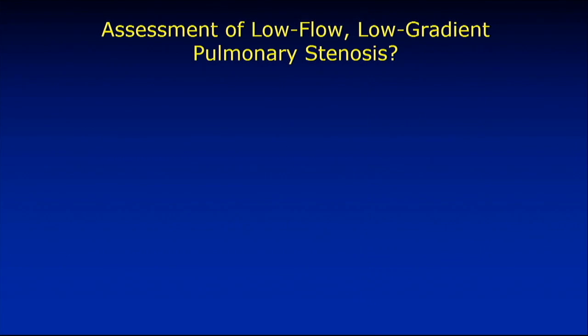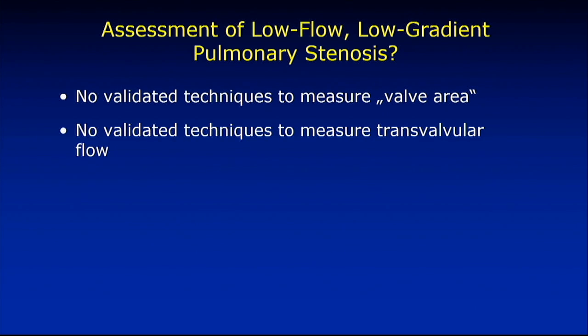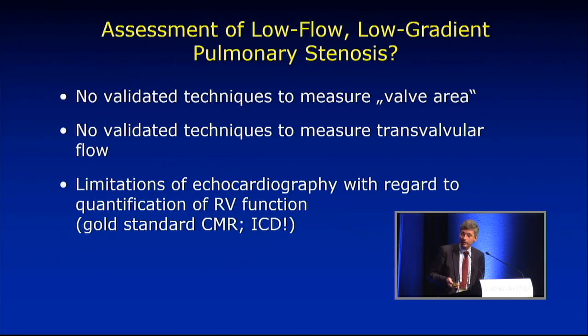Now, how are we dealing with the problem in pulmonary stenosis? Well, as I said, there are no techniques to measure valve area to begin with. We have no validated techniques to measure the true flow across the valve. There are major limitations to assess echocardiographically right ventricular function. Gold standard is CMR, but in a patient with an ICD, as I just have shown you, we can't use CMR. And what do we know about right ventricular contractile reserve?